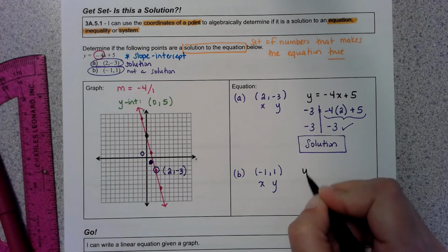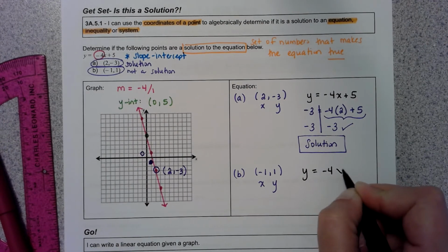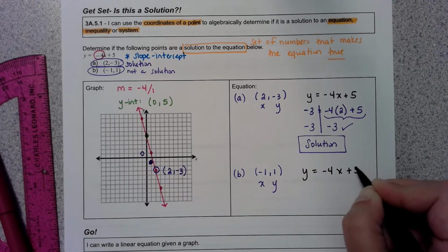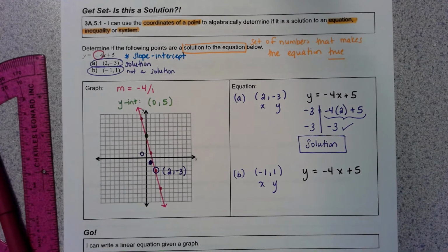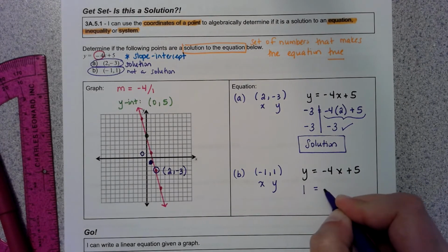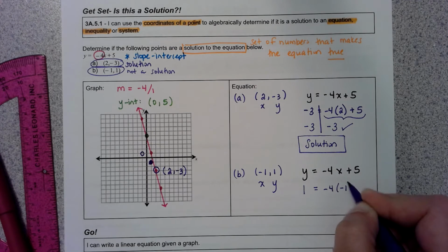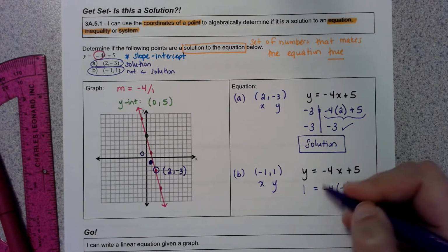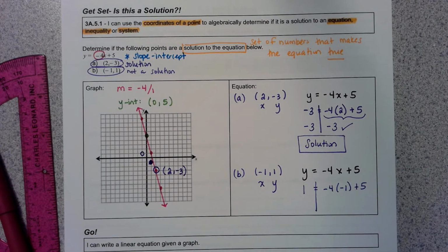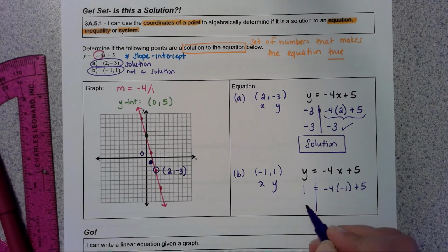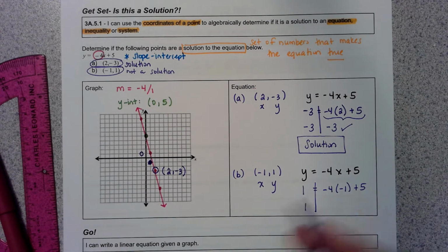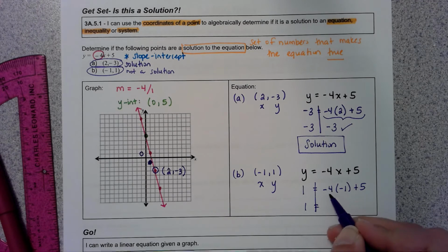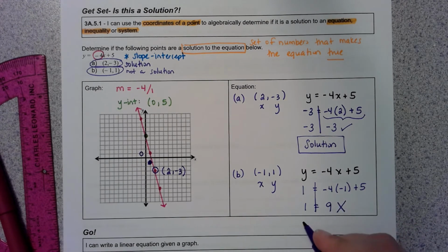and the 1 and plug them into my equation, just like I did with the 2 and the -3. So if I plug in the 1 for y and the -1 for x, I'm now going to simplify one side at a time. Since the left side, the 1 does not simplify, I'm just going to copy it down. Since the right side would be -4 times -1, which is 4, plus 5, which is 9, and those are not the same. So I would say that this is not a solution.